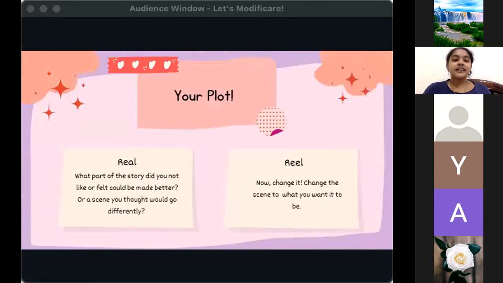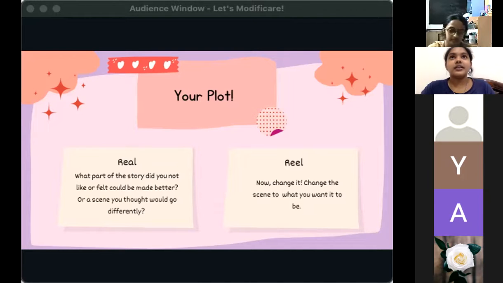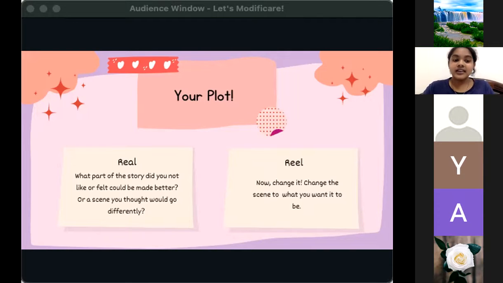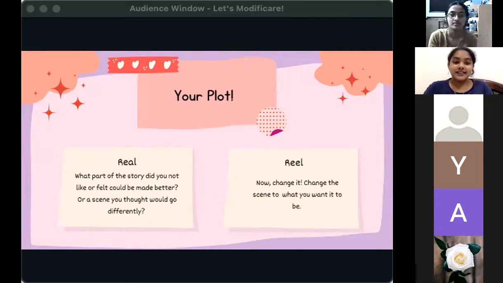So the second event is your plot. Do you remember that while registering, you were asked the name of a book that you read recently? This is where it comes in use. You have to think about which part of the story you did not like, or felt could have been made better, or a scene that you thought would have gone a certain way, but it was an entire plot twist that you aren't satisfied with. So this is where you can pour out your frustration.